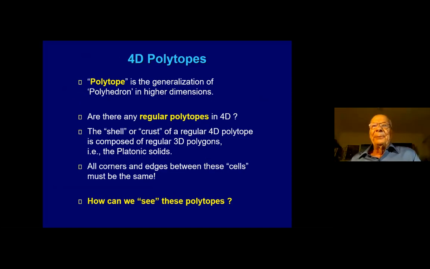With our mathematical minds, we can still know a lot about these 4D objects. And we may ask, are there any completely regular polytopes in higher dimensions, like the Platonic solids in 3 dimensions? Polytope is the generalization of polyhedron in higher dimensions. By analogy with our construction of all possible Platonic solids, we know that a regular 4D polytope must have a shell of 3D Platonic solids, and then all corners and edges between these various cells must be the same.